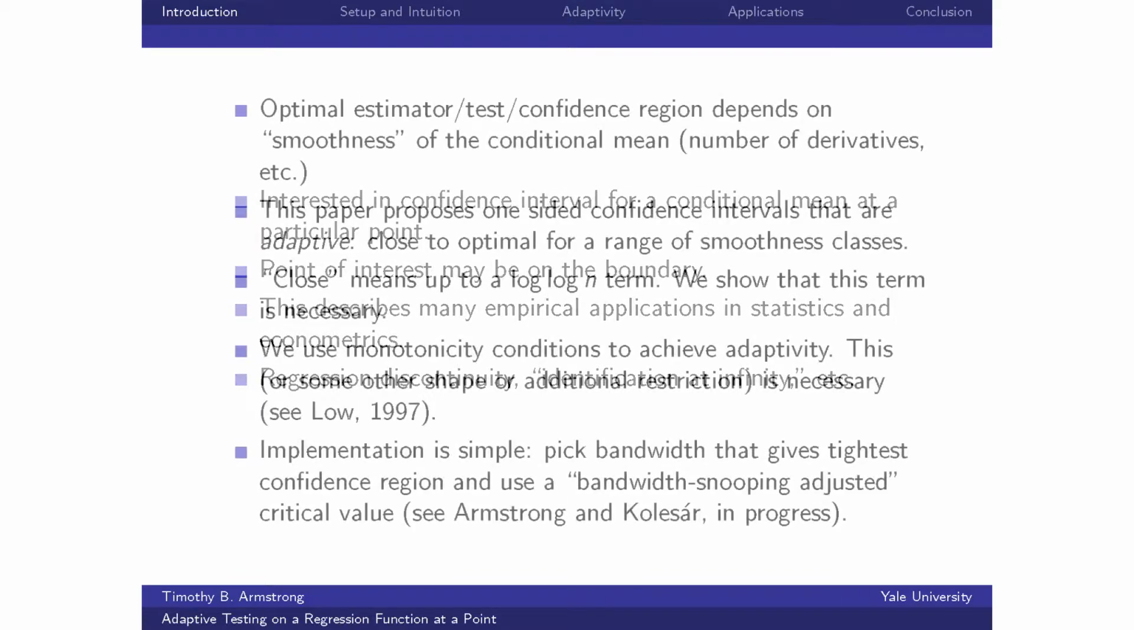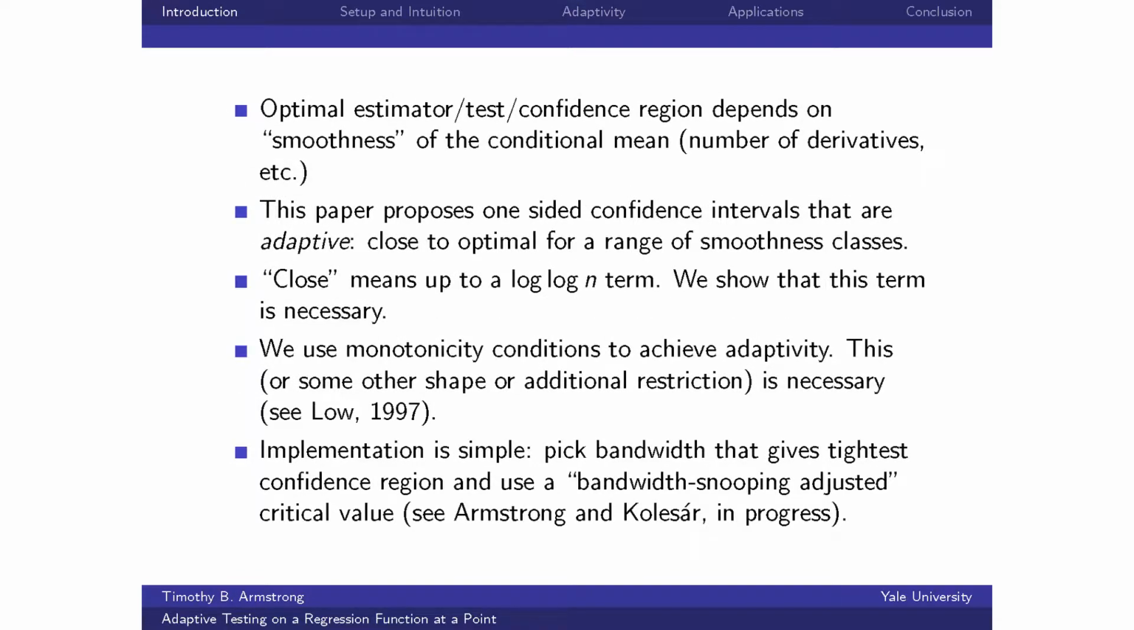It turns out that under these conditions, you don't need to know the amount of smoothness to at least get a one-sided confidence interval in a certain direction, as long as you're willing to give up the log-log n term. And it turns out that the log-log n term is needed in a certain precise sense. This paper uses monotonicity conditions to achieve adaptivity. The monotonicity is also very much tied in with the one-sidedness and the direction of the one-sidedness of this confidence interval. And there's a sense in which you need some sort of shape restrictions to get an adaptive confidence interval. This is a paper by Low, 1997, that formalizes this.